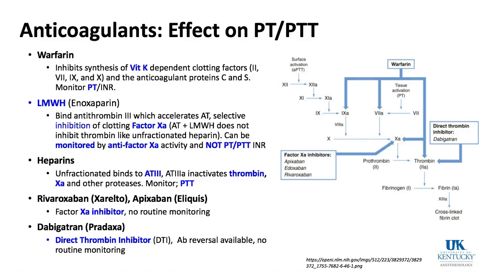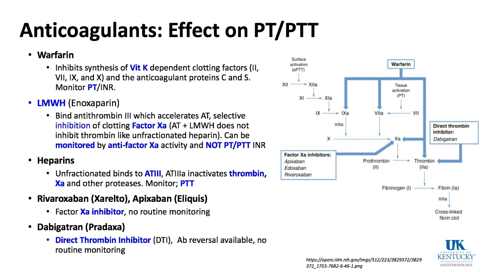The next keyword is anticoagulants and their effect on different laboratory measures, PT, PTT, for example. So let's focus in on warfarin first, and if you look at the graphic on the far right, you can see that warfarin works in multiple parts of the coagulation cascade, inhibiting the synthesis of the vitamin K-dependent clotting factors 2, 7, 9, and 10, and also, by the way, the anticoagulant proteins, protein C and S.